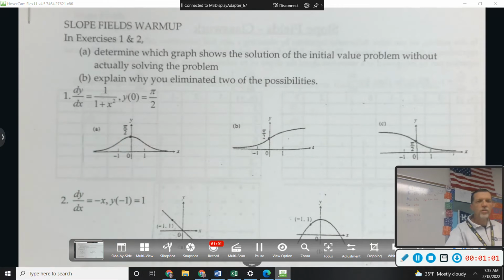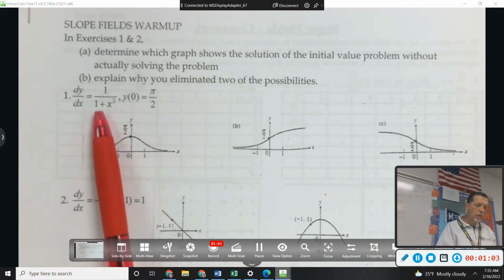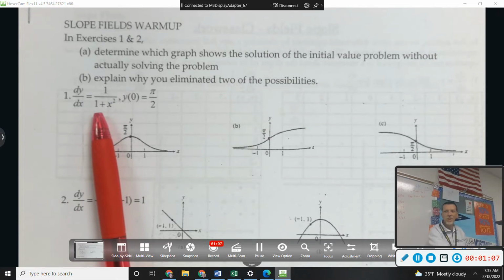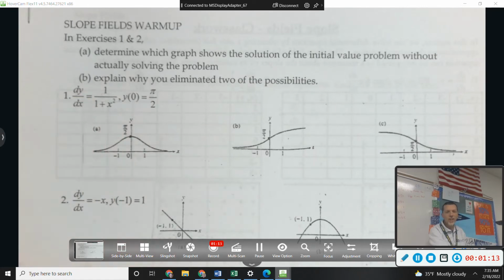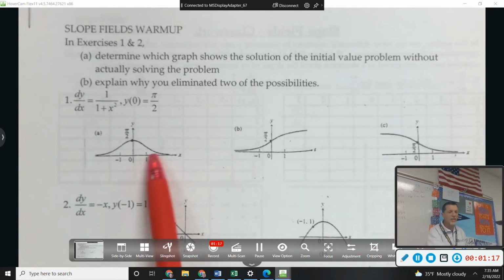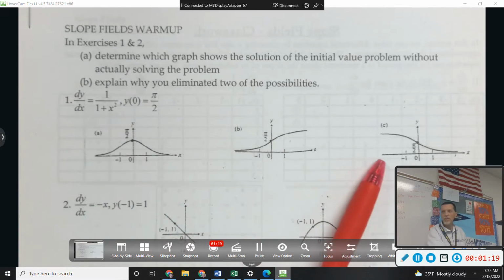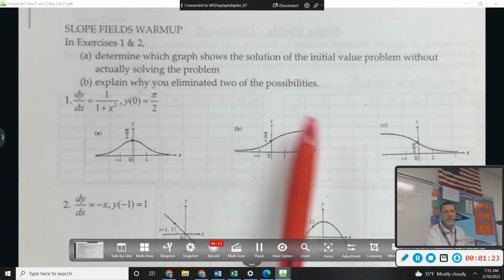I guess question 1 is, even without solving it, do you recognize that derivative? I hope so. What derivative is that? Inverse tangent. So if you knew what inverse tangent looked like, you could pick your right answer. The trouble is most of us probably don't know what inverse tangent looks like, which is fine. I don't expect you to know what inverse tangent looks like.